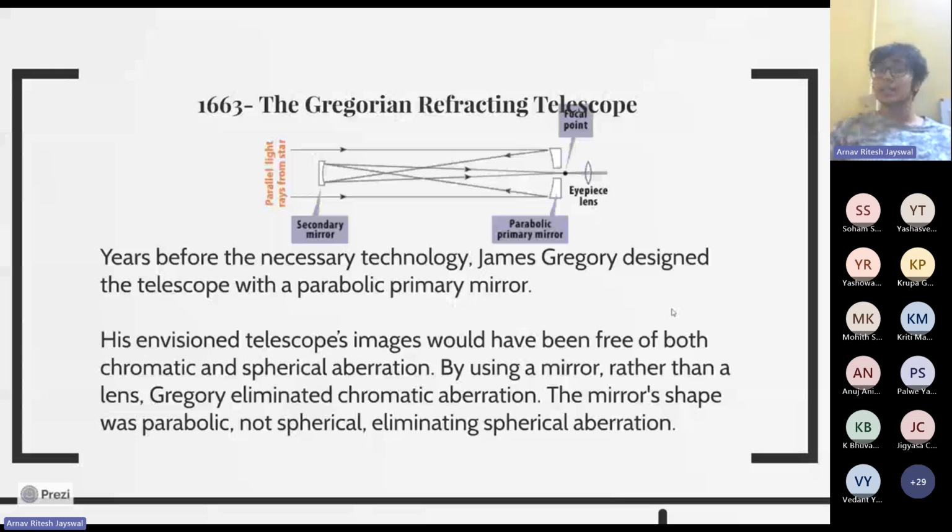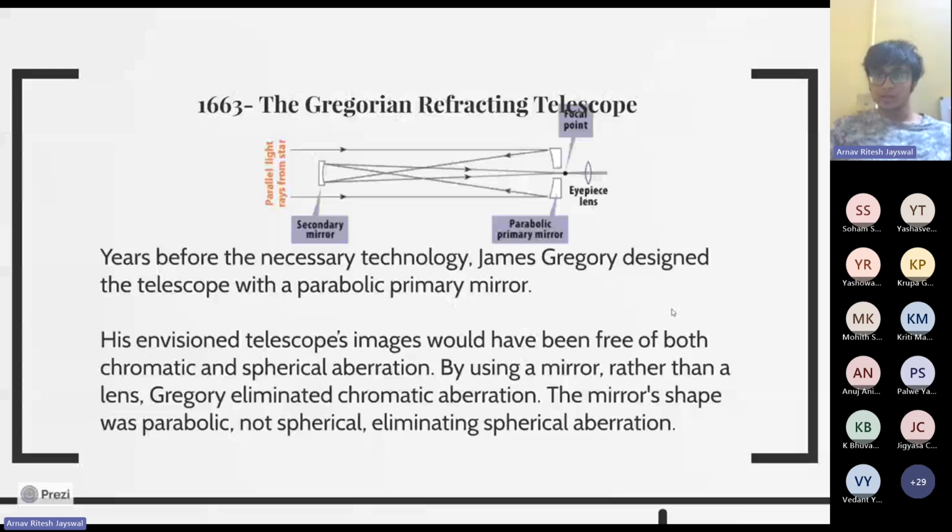And then you look at 1937, you look at the radio telescope. The radio telescope was made by Karl Jansky, and he got the idea that maybe you can look at radio waves and not just visible light to see with the telescope.